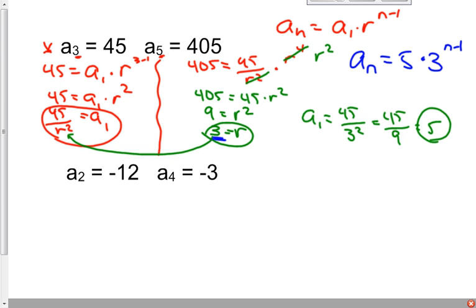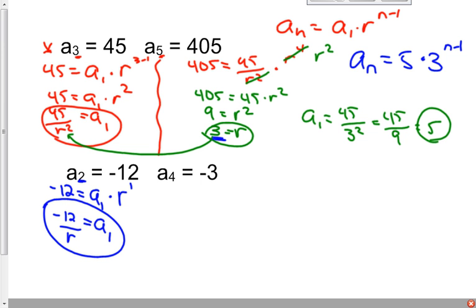All right, let's try that real quick with one more question. A sub 2 equals negative 12. A sub 4 equals negative 3. Negative 12 equals first term times common ratio, I don't know that, raised to the, what term am I on? I'm on the second term, so it's 2 minus 1, which is 1. A1 equals negative 12 over r.